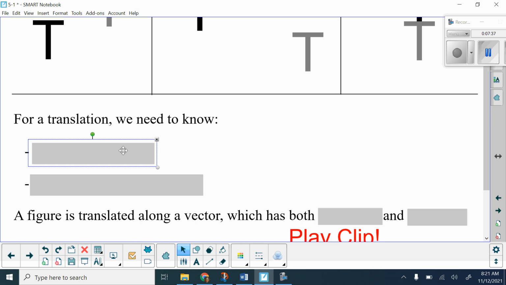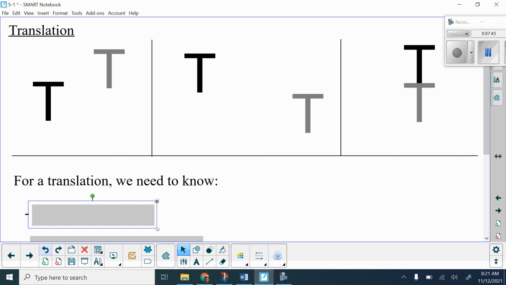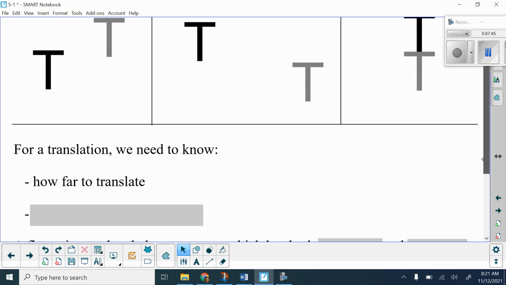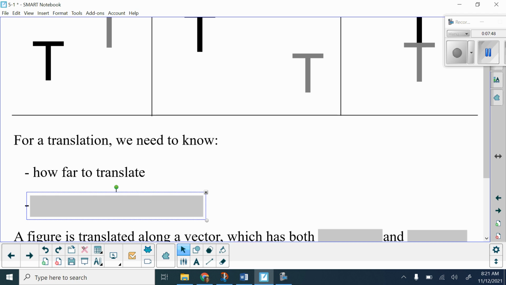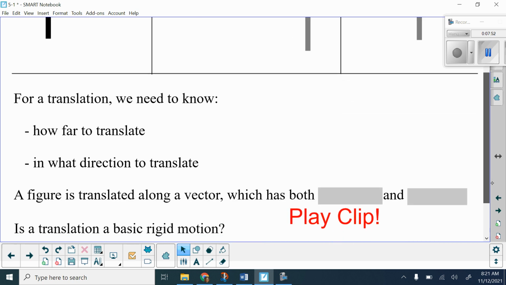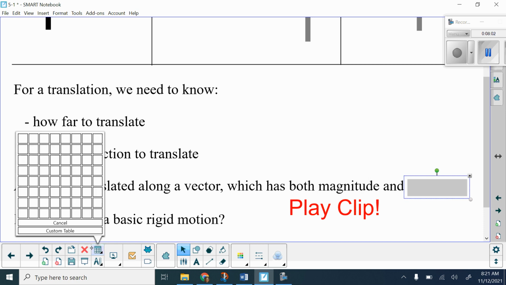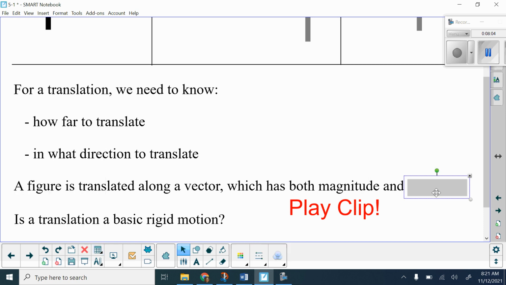we need to have how far to translate, and we need to have in what direction to translate. A figure is translated along a vector which has both magnitude and direction.